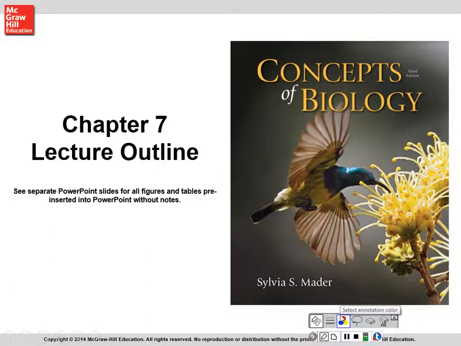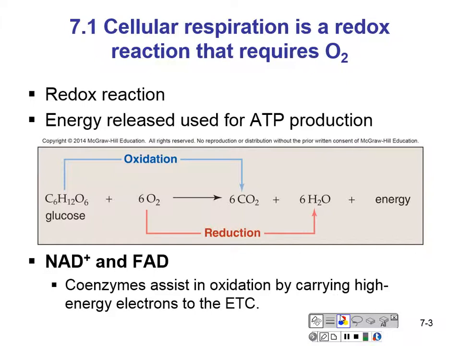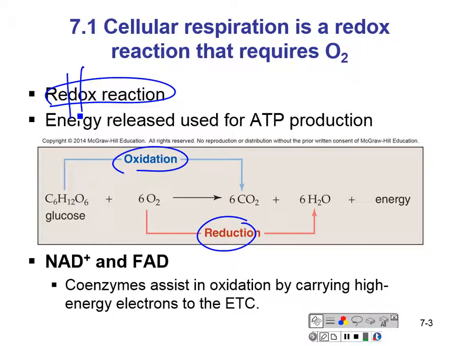Okay, well, welcome to Chapter 7, Outline. Let's talk about cellular respiration. Again, we have this redox reaction that we talked about when we talked about photosynthesis. Again, we have an oxidation and a reduction, hence the redox, right? Oh, I guess I should put it there, redox.